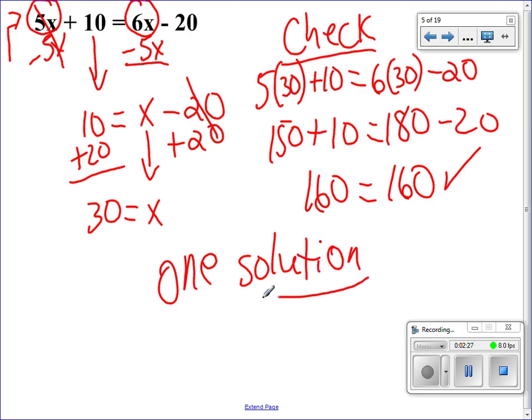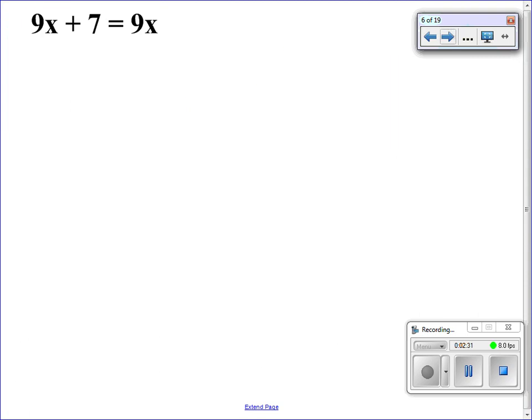This is the type of equation that you guys are already comfortable with. Now we get to an equation like this: 9x plus 7 equals 9x. So we have variables on both sides, but we can't start with the smaller one. There is no smaller one. So we still need to get them together. So we're going to use inverse operations. So I'm going to subtract 9x from the left-hand side. So those will cancel out.